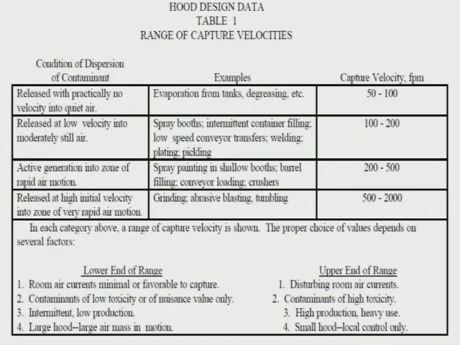All right, hood design data. Basically, this is just talking about capture velocity, and it gives you kind of a range. From very simple evaporation from tanks, things like that, it's 50 to 100 feet per minute capture velocity. But then if you look down to grinding, abrasive blasting, and tumbling, it can be all the way up to 2,000, maybe even 2,500 feet per minute. So it's very important when designing a system that we know what our obstacles are.